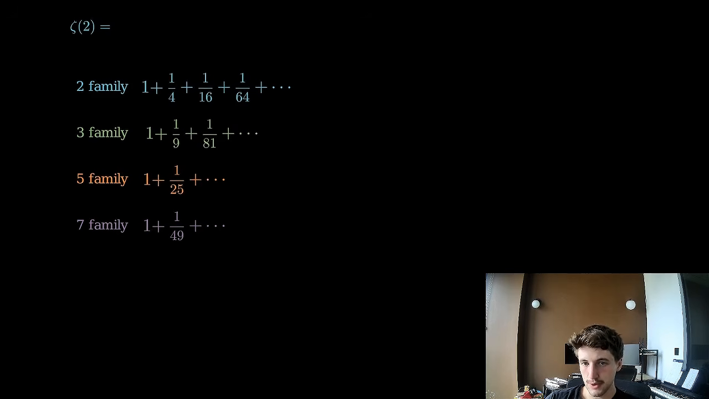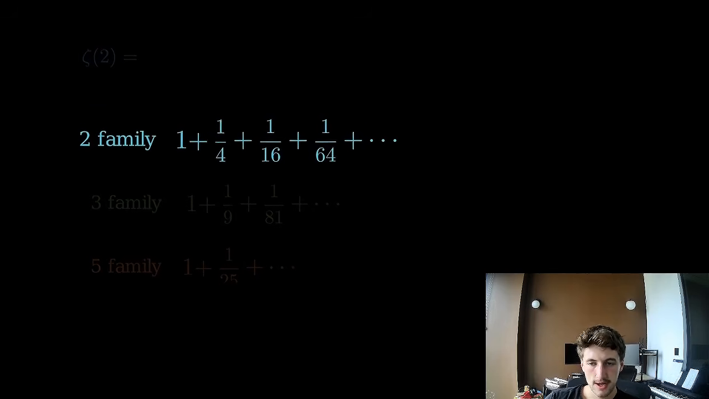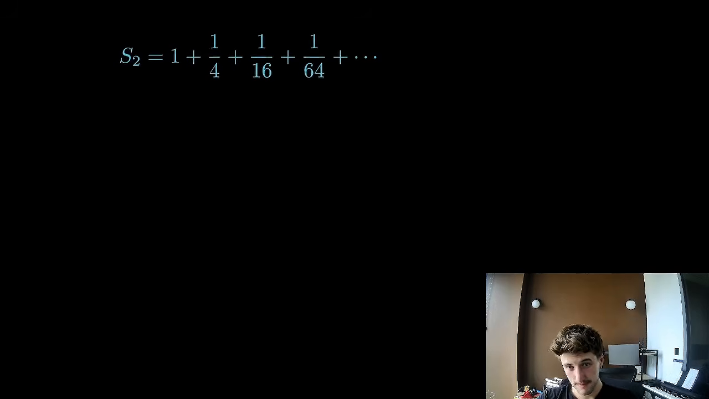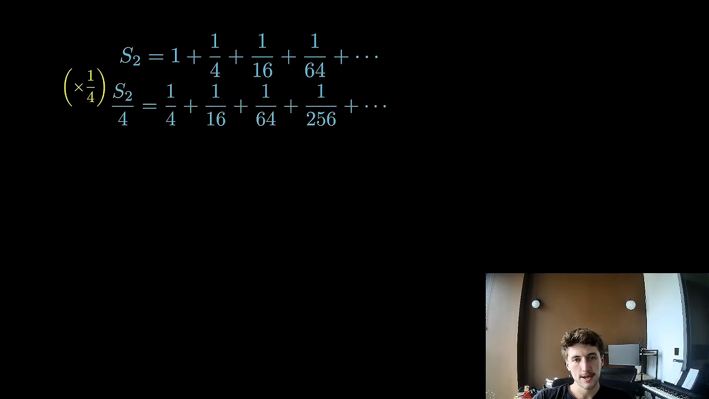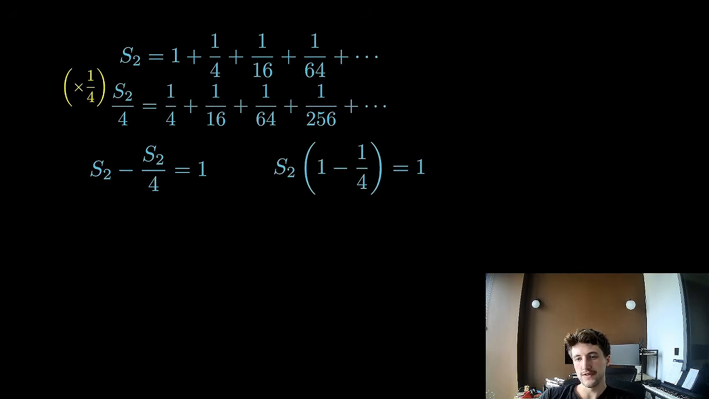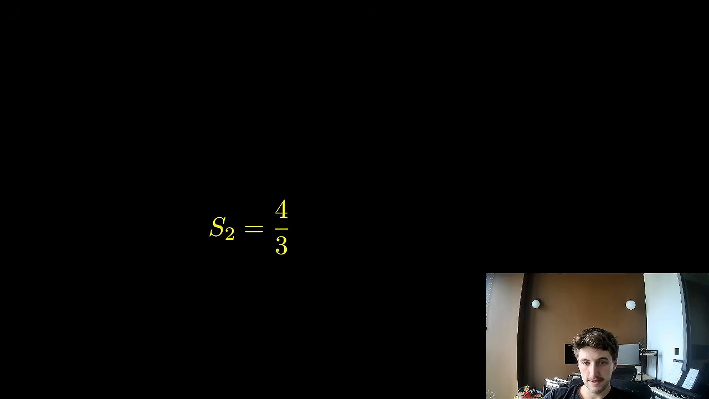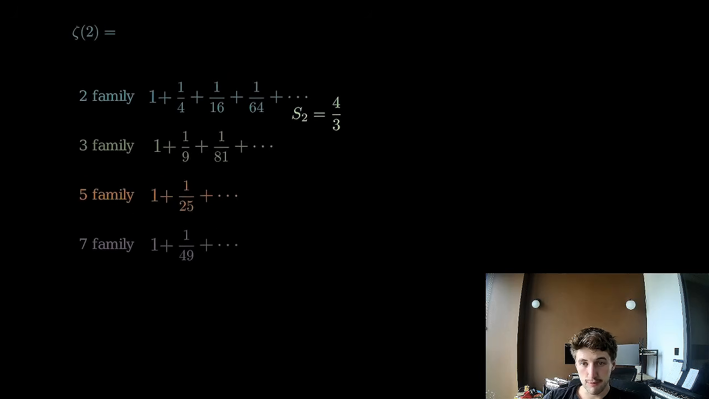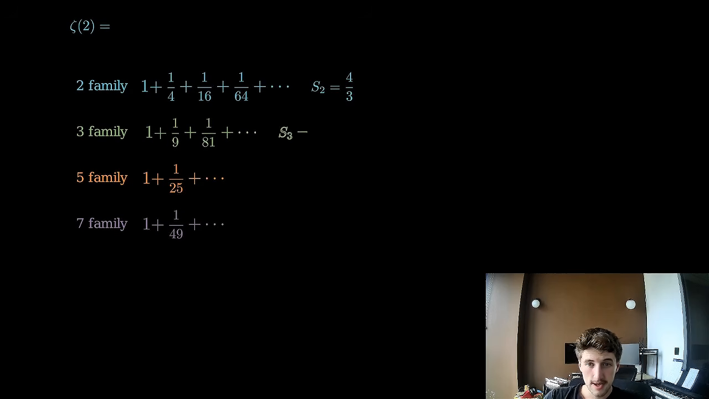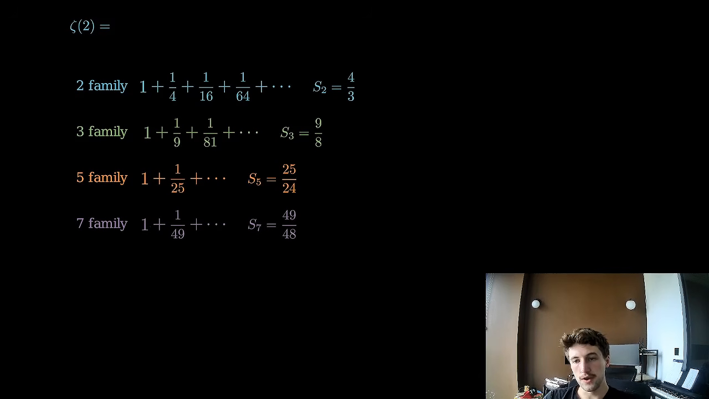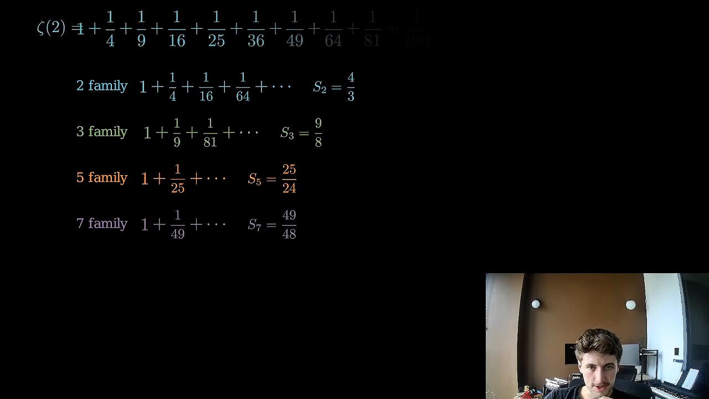And now let's take a deeper look inside these families in particular. So Euler showed that you can do a little bit of algebra, do some rearranging here. So you multiply both sides by 1 over 4, you rearrange the equation and you take out a factor of S2, and then you can rearrange to show that S2 is 4 over 3. So the prime factor family for the value of prime 2 is 4 over 3, and you can do the same thing for 3, which is 9 over 8, 5 is 25 over 24, and 7 is 49 over 48. So I'm sure you can see the pattern emerging here.